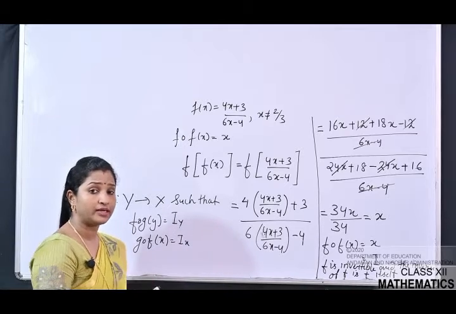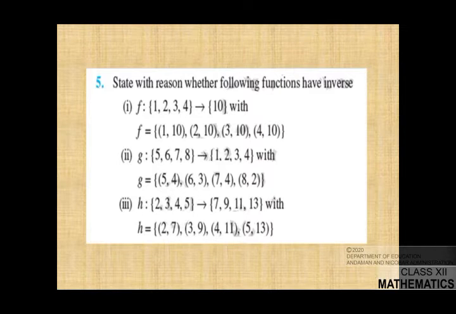Okay, one more method is there. If you have proved the function is 1-1 and onto, then you can say that the function is invertible. So here in the first question you can see that f is a mapping from {1, 2, 3, 4} to {10} with f = {(1,10), (2,10), (3,10), (4,10)}.